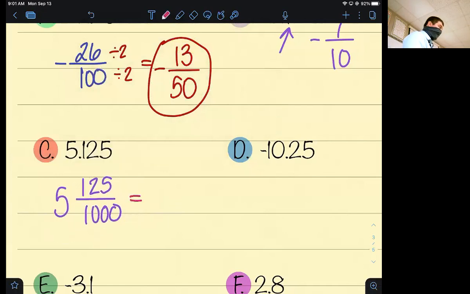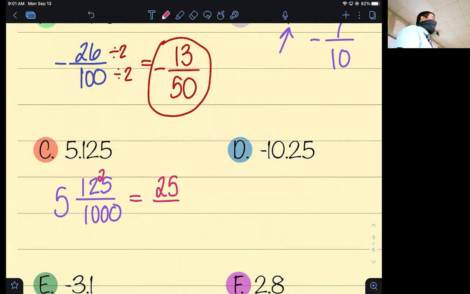We're going to divide by 5. How many times does 5 go into 12? Twice. With how many left over? 2. Put that 2 right there. How many times does 5 go into 25? 5. Any remainder? Nope. Okay, that's my top part of that.